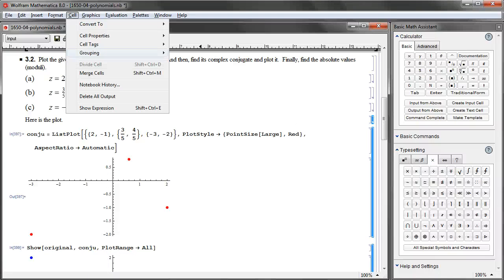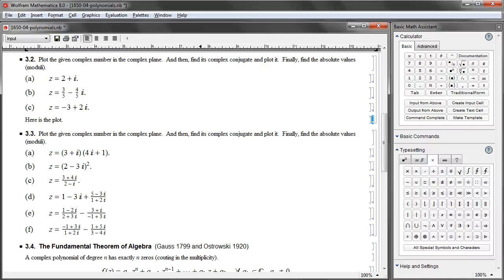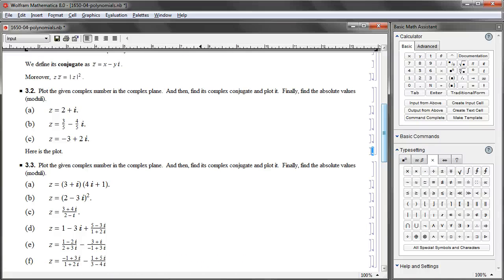Excuse me just a moment. I have to get rid of these pictures before moving on to the next example here. Okay, now that we talked about the geometry, let's talk about some algebra here.